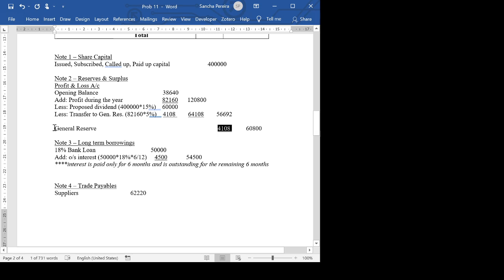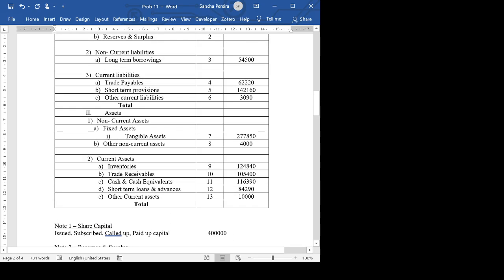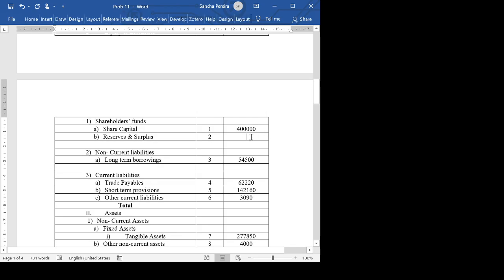Okay, so this is the first item and this is the second item. Just underlining it to show you that these are the two items. You can underline it or number it as well. So the total of reserves and surplus is basically 60,800. I will just transfer this here. And now we can check whether the balance sheet is tallying or not.